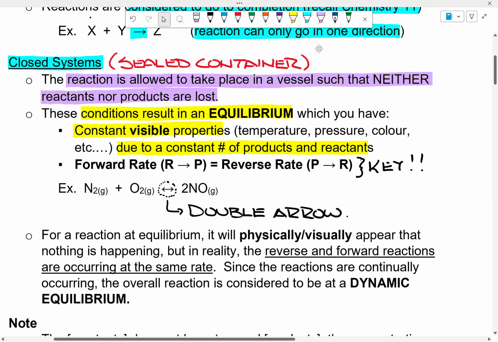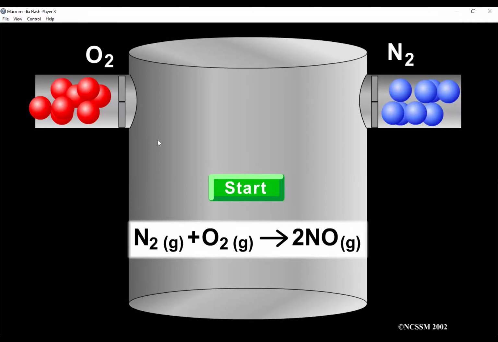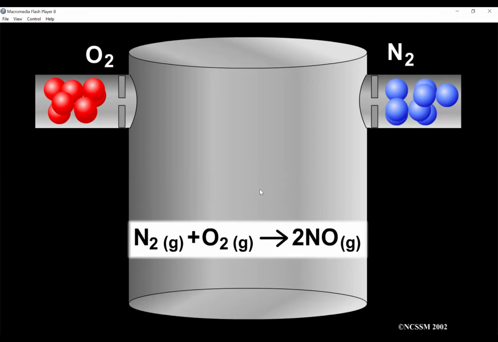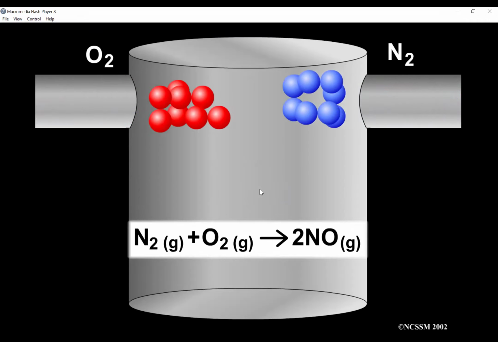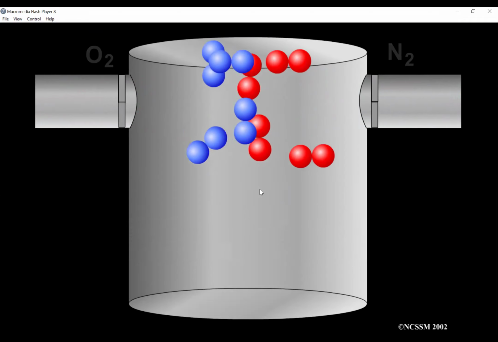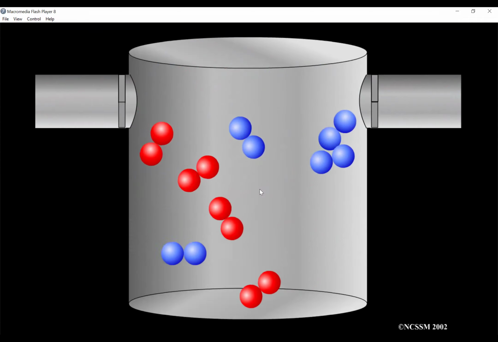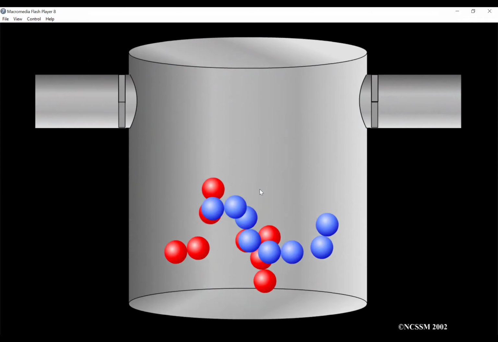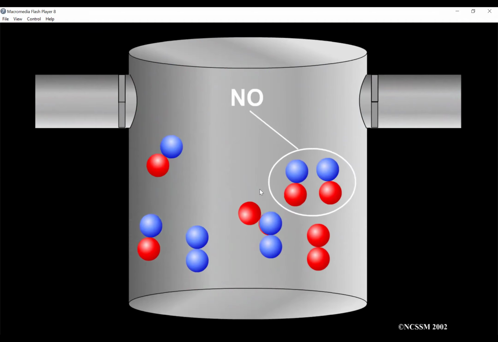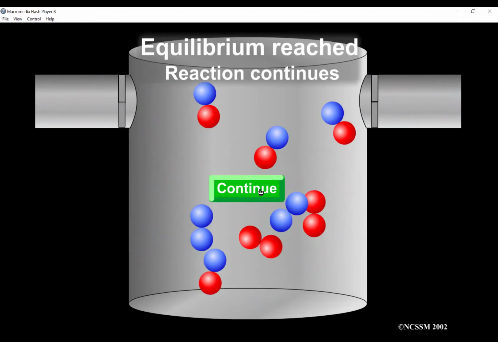So I'm just going to share with you a simulation. So let's do this one. Okay. So back in grade 11, what you have is your oxygen here, nitrogen here, and what you have is a sealed container. Now, recalling what you learned from reaction kinetics, these particles are moving and they hit with correct geometry and sufficient energy. And so what happens is you get a production of nitrogen monoxide.